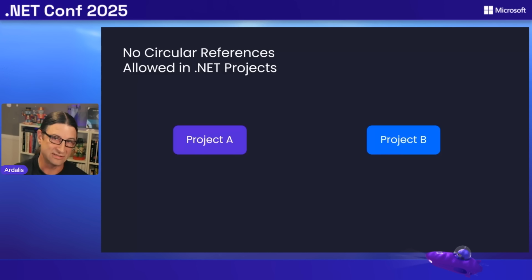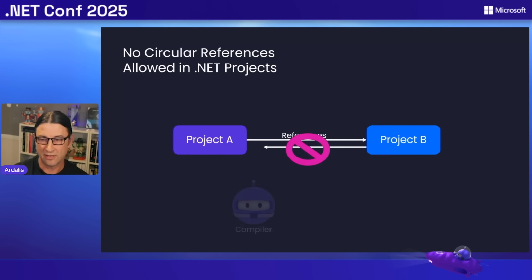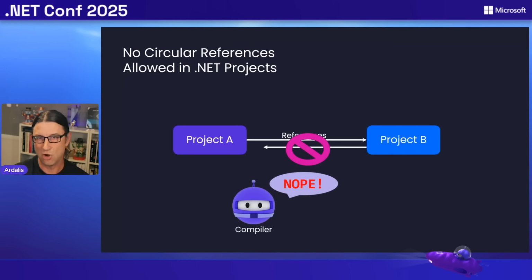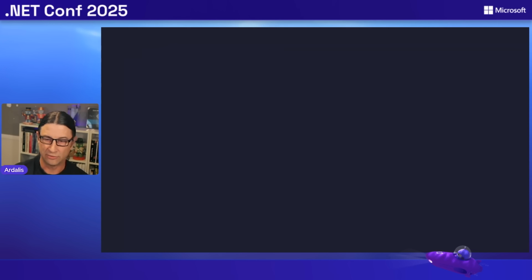So what that means is if you have project A and it depends on project B, and then you decide later on you need project B to reference something in project A, the compiler is going to jump in and just say, nope, sorry, can't do that. All right, and so we can take advantage of this to build out a set of projects that will enforce the rules that I just described, the dependency rule. All right, so we're going to start at the bottom.